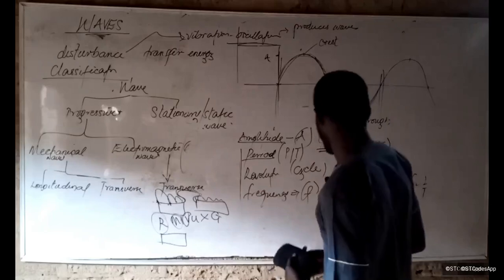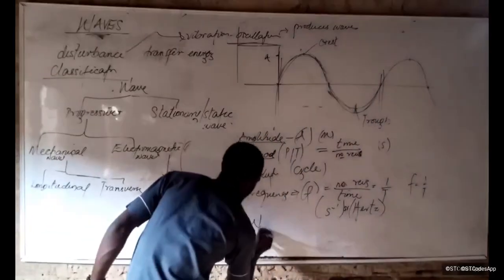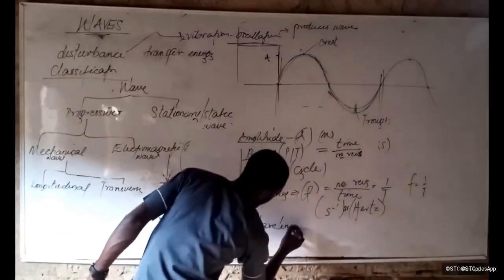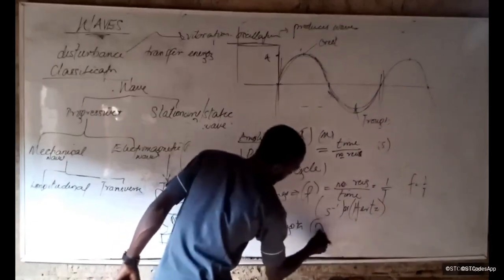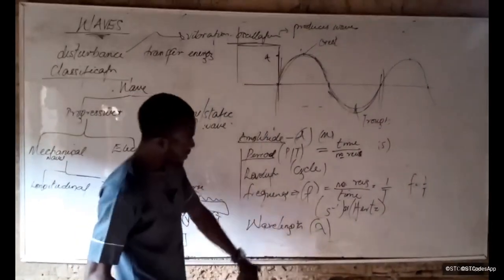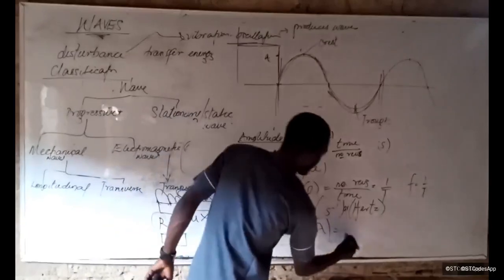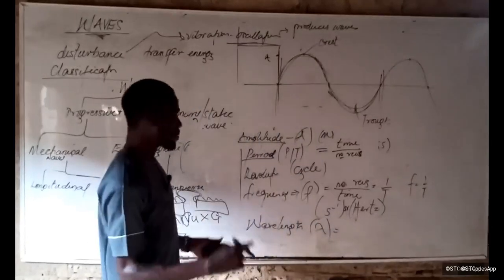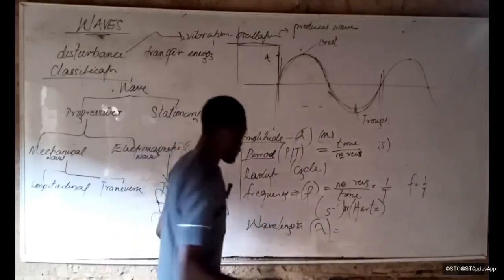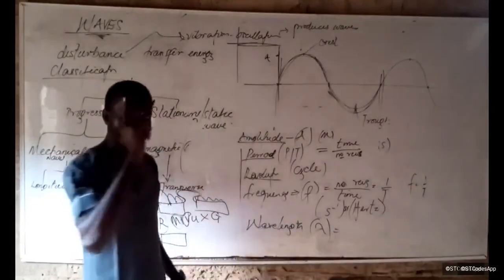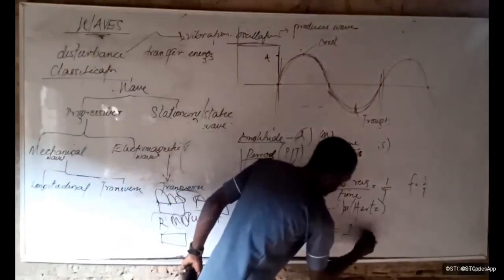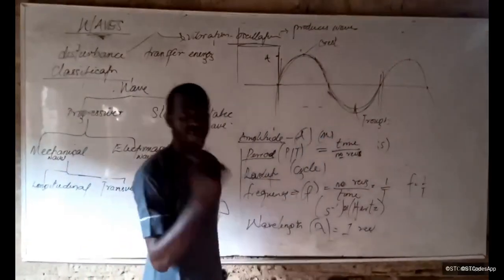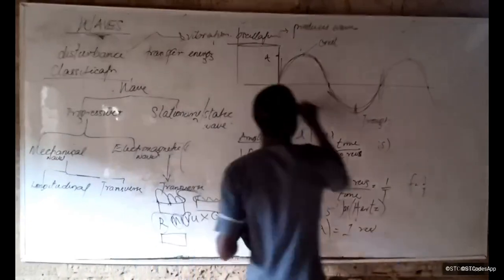All right. So now let's talk about the wavelength. Wavelength is denoted by lambda, and it is defined as, simply, one cycle. A complete cycle is a wavelength. A complete cycle, a complete revolution, one rev, is a wavelength. So this is a wavelength.